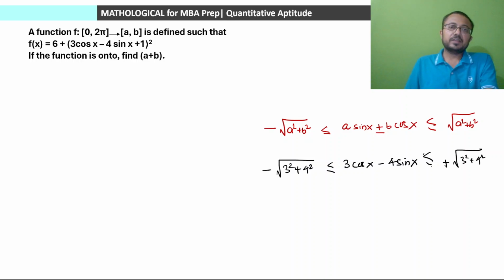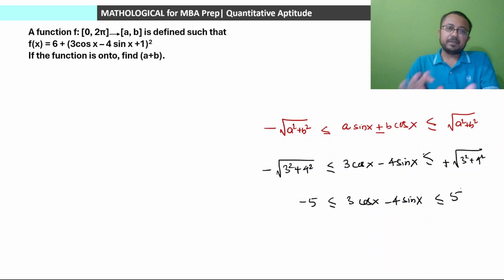Or 3 square plus 4 square, that is 25, the root of 25 is 5, so this will always range between minus 5 and 5. 3 cos x minus 4 sin x will always be between minus 5 and 5. Minimum value will be minus 5 and maximum value will be plus 5.